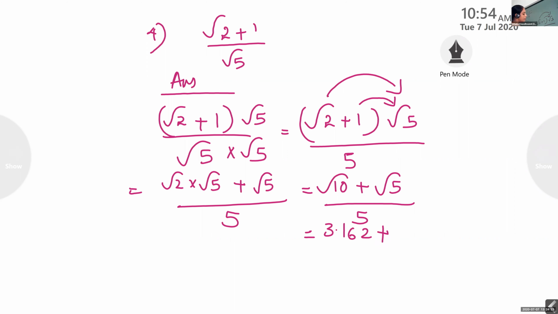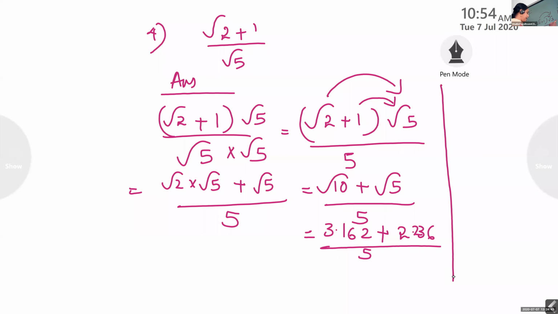2.236. Now see how easily we got the answer. 2.236 divided by 5. Okay. Now will you add it? 3.162 plus 2.236. Will you add and find the value?